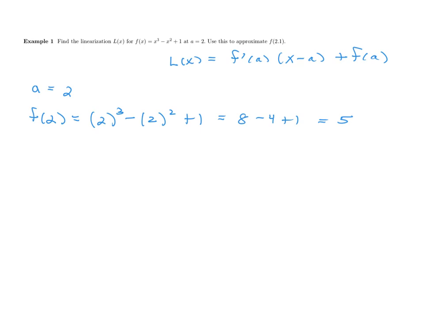So we have a point. We have the point 2 for a and 5 for f of a. We also need to know, well, what is the slope at 2? For this, we need to know, well, what's f prime of x?